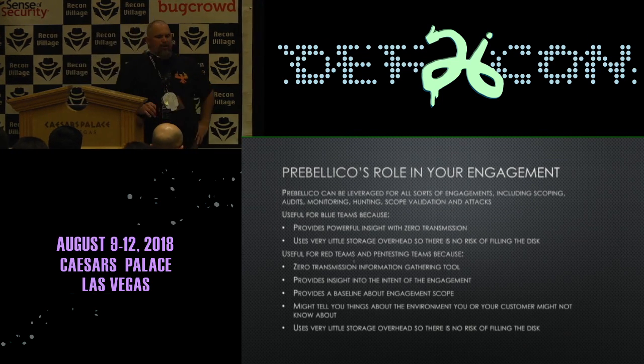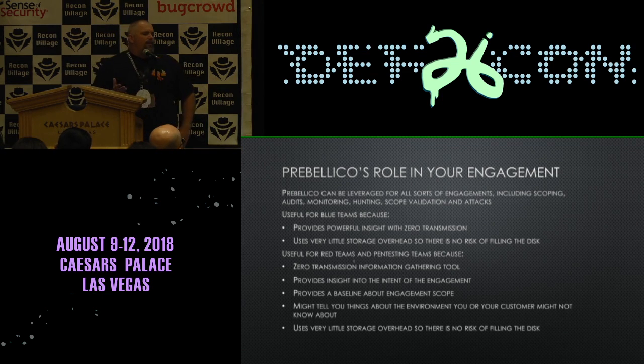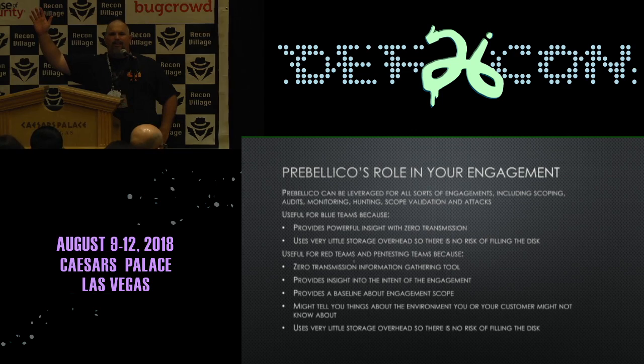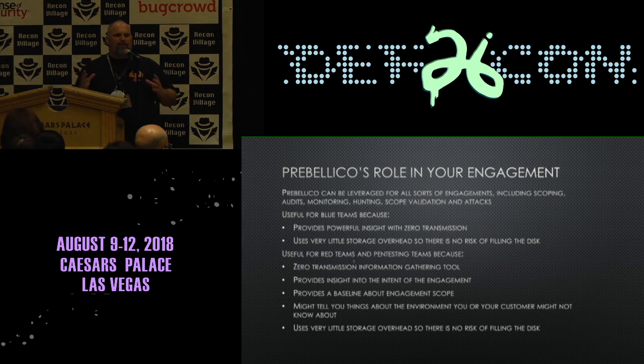So let's just talk about Prebellico's role in your engagement. So what should we be doing about this? My answer is exploit it. We should be exploiting this in red teams and pen tests on a regular basis. This is useful to fill the gap in instances where we're waiting for an engagement to pick up. Just imagine logging into a device and then being like, hey, here's authentication to this router or this switch or whatever else have you.